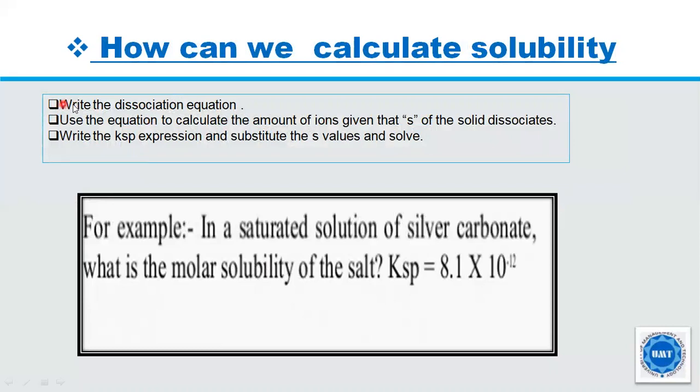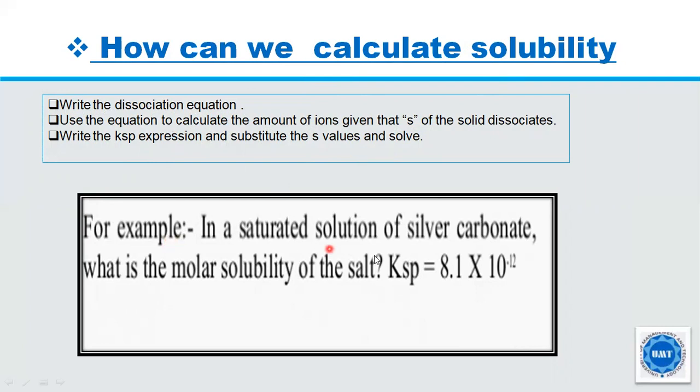Right, this is how to calculate solubility. For calculation of solubility, write the dissociation equation first. Use the equation to calculate the amount of ions given that S of the solid dissociates. Write the solubility product expression, substitute the S value and solve.